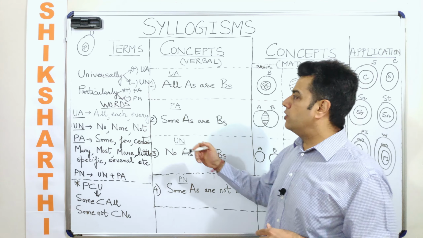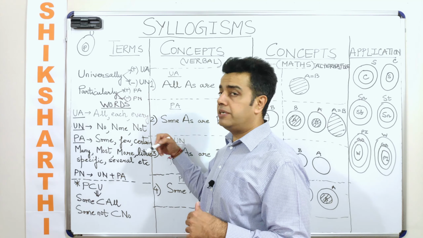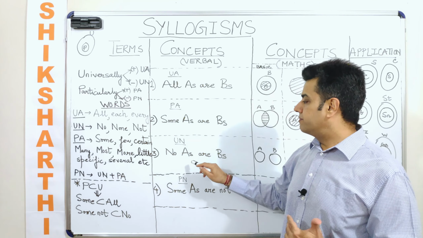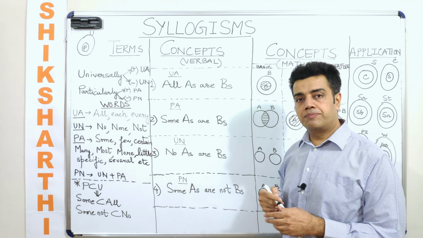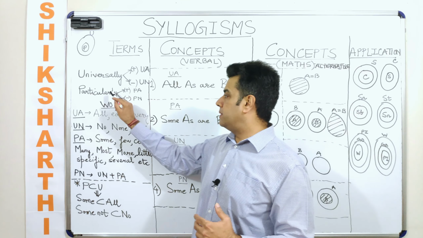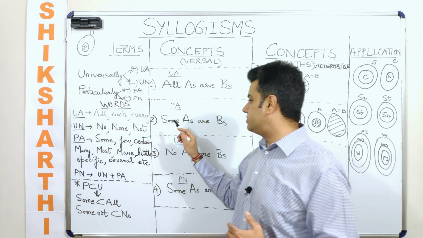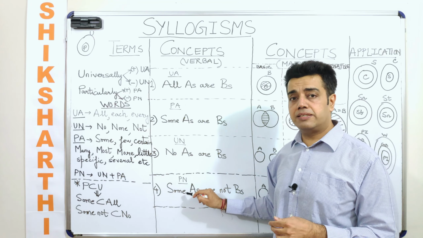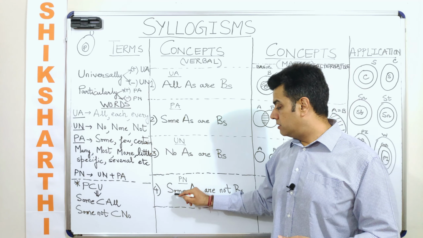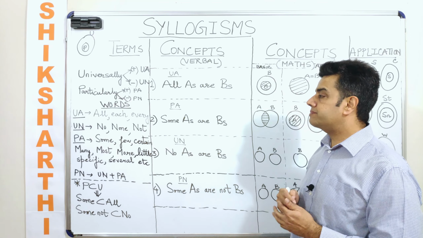Similarly, if I talk about a universally negative statement or sentence, it's basically like saying no A's are B's. Similarly, when I talk about particularly affirmative, I'll say some A's are B's. And when I talk about particularly negative sentences or statements, some A's are not B's.